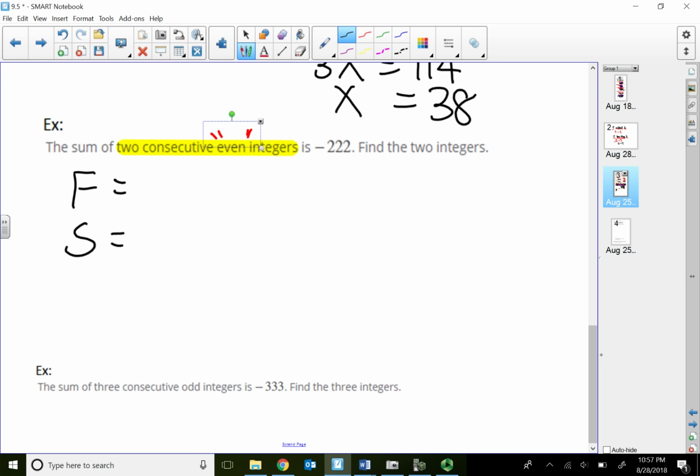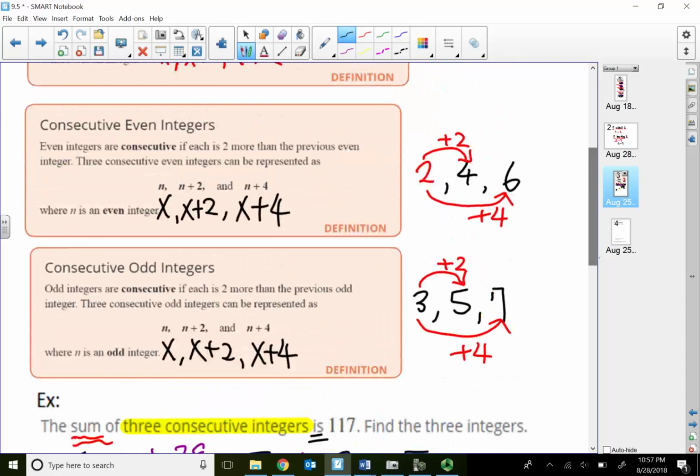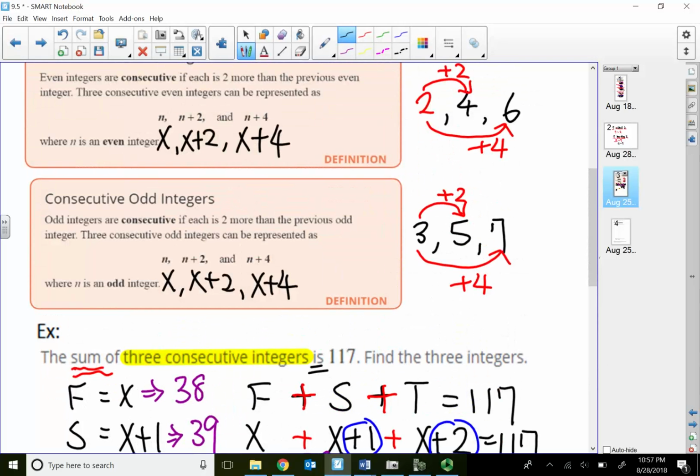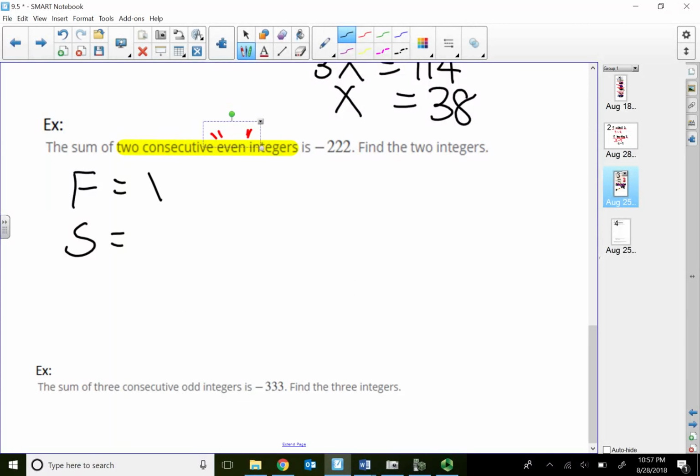And let's look back up to the top. What's my setup for the even integer? We're always going to let the first one be x, the next one be x plus 2. That's why I said earlier, memorize what the first, second, and third one should be. It comes in handy right here. First one is x, second one is x plus 2. The sum of the two is negative 222. So that means I take my first integer plus the second integer, together equal to negative 222.